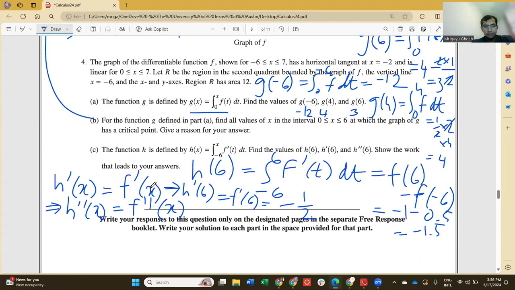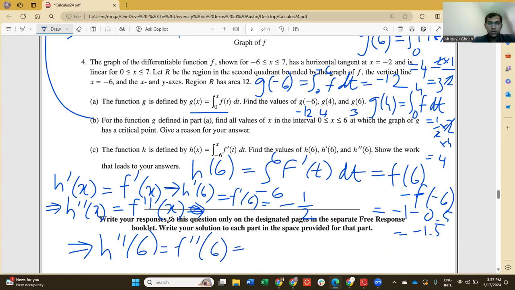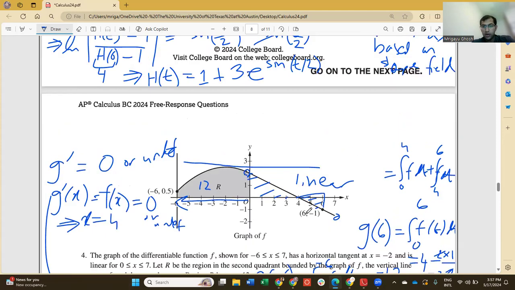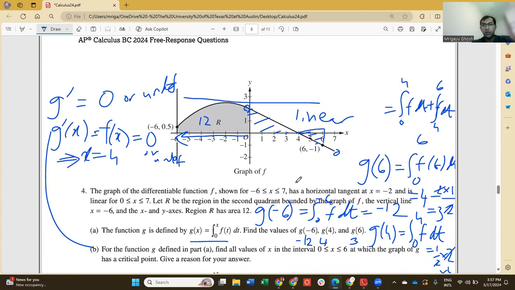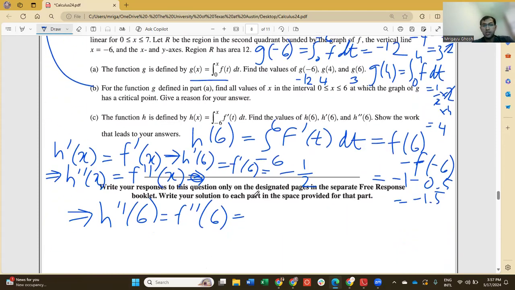And then f double prime of x is, of course, so if we want to find, let me write it down here, h double prime of 6 would be equal to f double prime of 6, which would be equal to 0, I believe, right? Because it's a linear function. So if I take its derivative once, I'll get a constant function. And if I take its derivative again, I'll get 0. Okay, good.